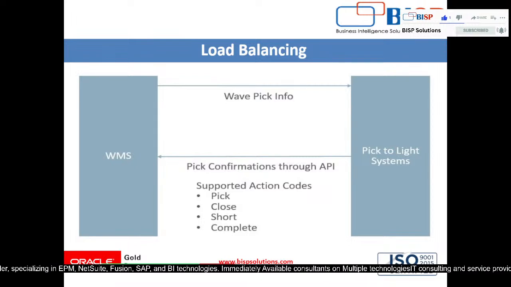In the wave load balancing, the wave groups are ordered by sections and capacity to create the balancing waves. After creating the balancing wave, WMS sends the wave pick information message to the pick to light system, right? We can see on this diagram a wave pick information being sent to the pick to light system. This is WMS Cloud, and we say send the wave pick information to the pick to light system, right?